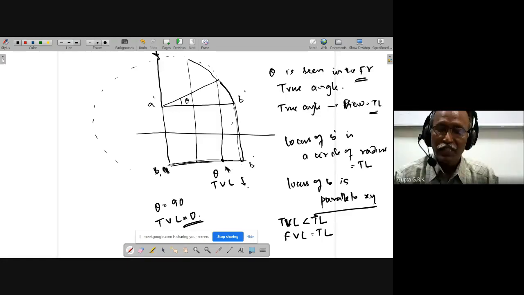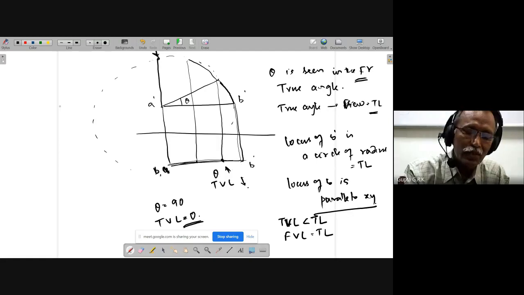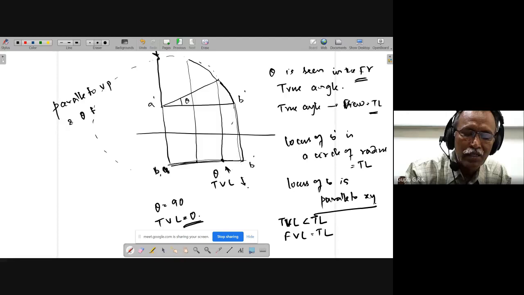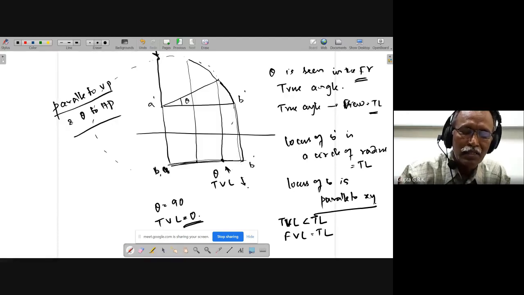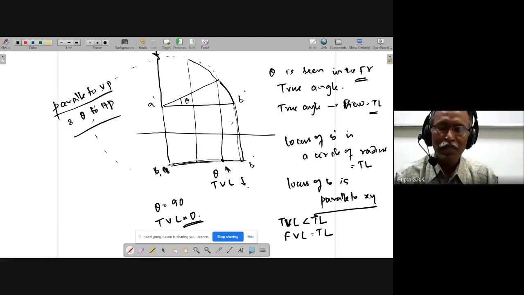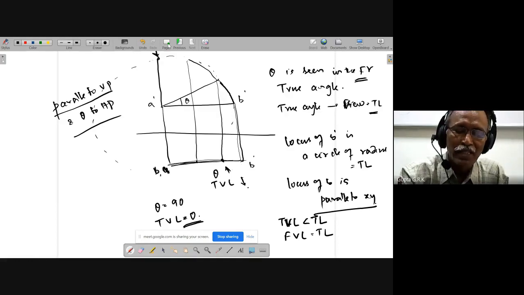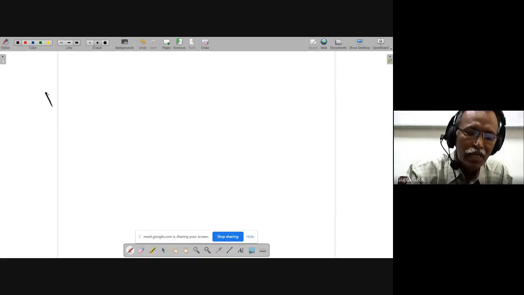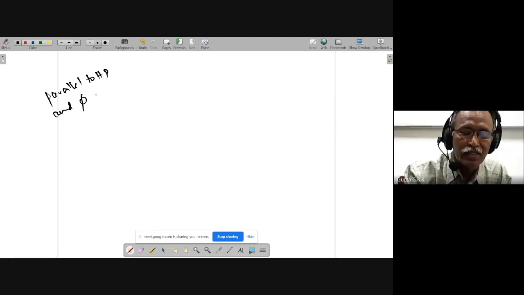Okay. If this is clear, I will say this is actually parallel to VP and theta angle to HP. This is the case. So it can be the other way also. Similar conclusions I will make there. So if it is parallel to HP, what is the angle with the VP? Phi. And phi with VP.